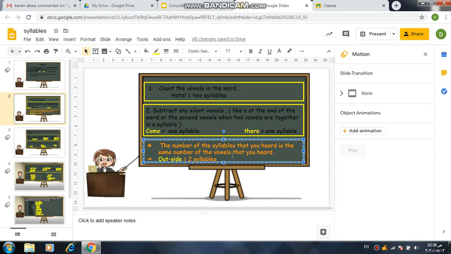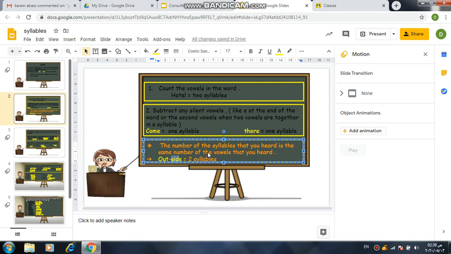Look at this note. The number of syllables that you hear is the same as the number of vowels that you hear. Sure, because I said we will count the number of vowels in the word. Look here. Out, as I said, when 2 vowels are together in the syllable, we subtract 1 of them. So out, we consider it 1 vowel, so it is the first syllable. Side, we subtract E, so it also consists of 1 vowel, so outside has 2 syllables.